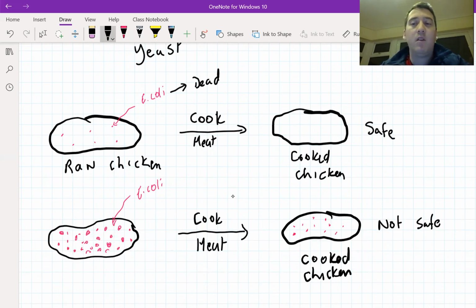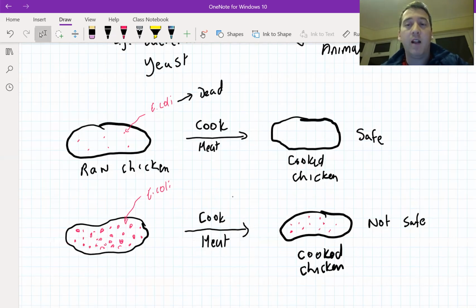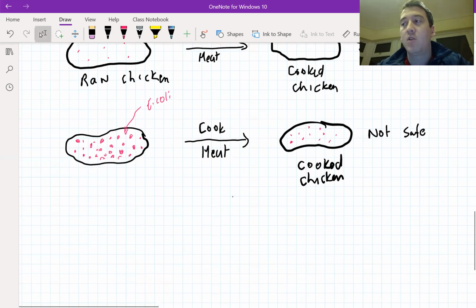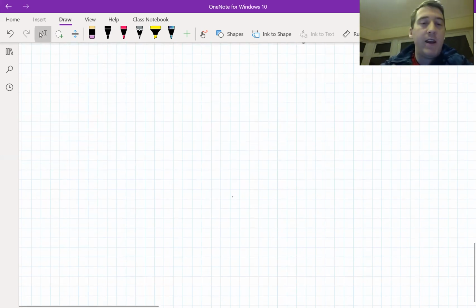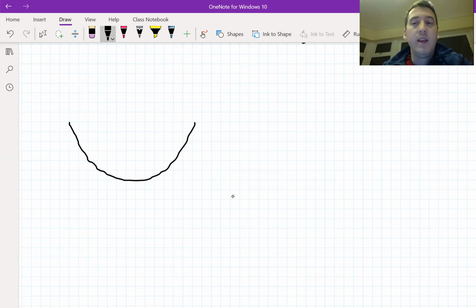So this is an example. E. coli is an example of a bacteria that can cause harm to our health. We want to avoid this. But that doesn't mean we need to be scared of all microorganisms or all unicellular organisms. I told you earlier about yeast. And yeast is a really interesting organism, because it's really useful for baking.